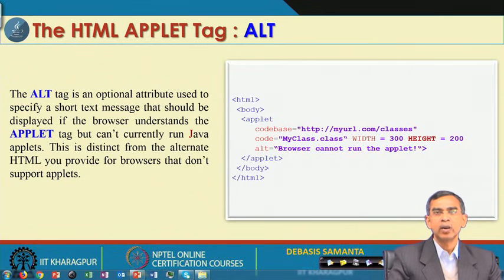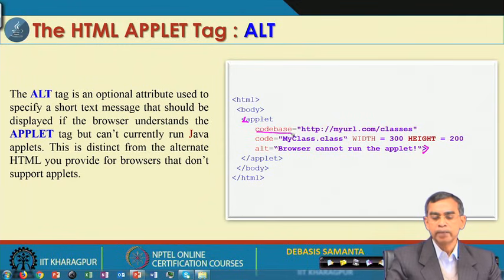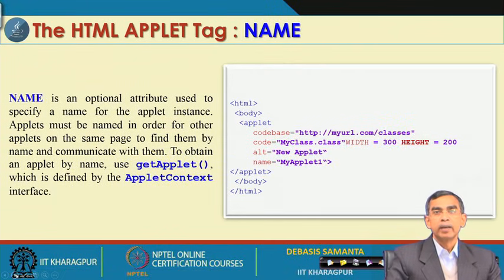So, alt is basically an alternate text that can be used within double quotes, and you see one thing here: all these things will be within this applet tag, whatever this code base, code, alt, width, height, name, whatever it is, those are within this applet tag, and finally, this is called the final applet tag. Next is the name, and in your HTML page you can use many applets in the same HTML page, or sometimes applets can be used in a distributed programming system also.